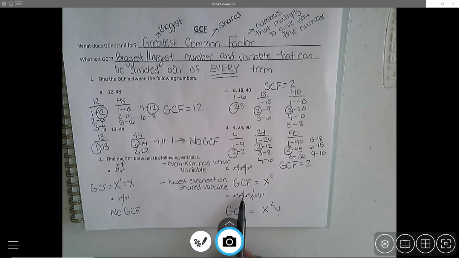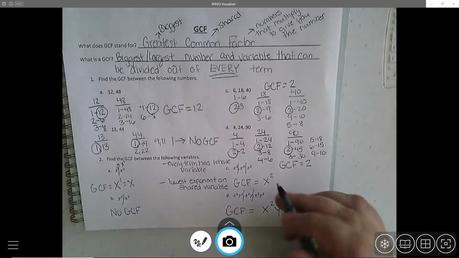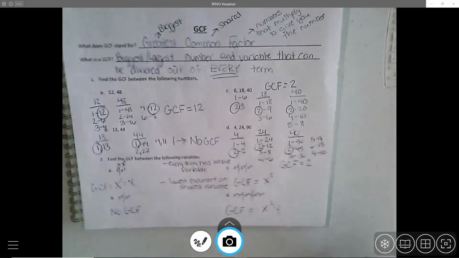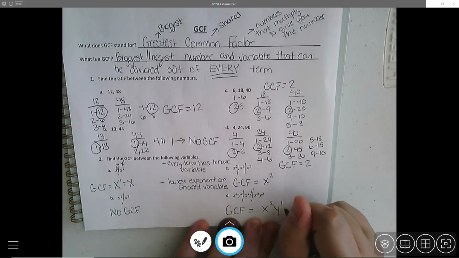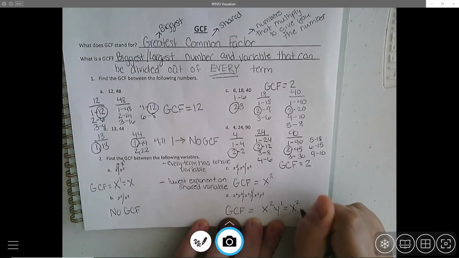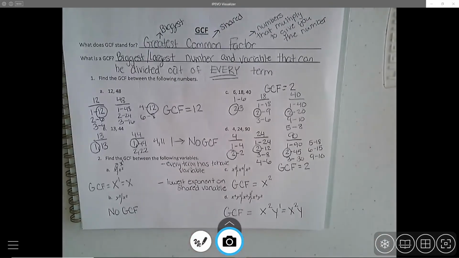Okay, then I look at y. On y's, I have a 2. If there's nothing there, there's really a 1 and a 2. 1 is my lowest one, which I can put the 1 there for right now, but your final answer should always have it by itself. x squared y. Anything to the power of 1, you just don't put any exponent there.